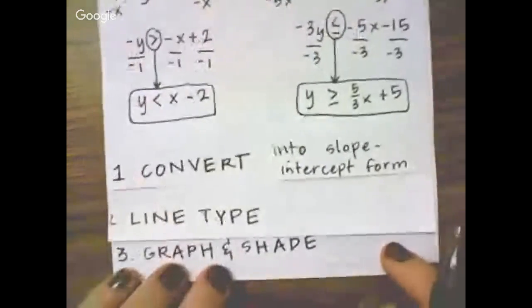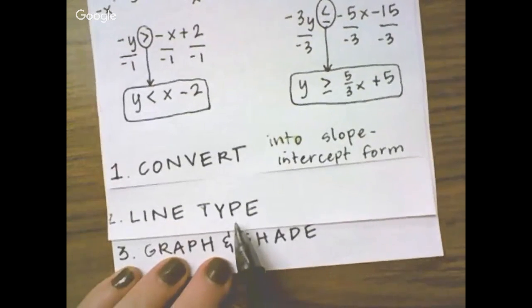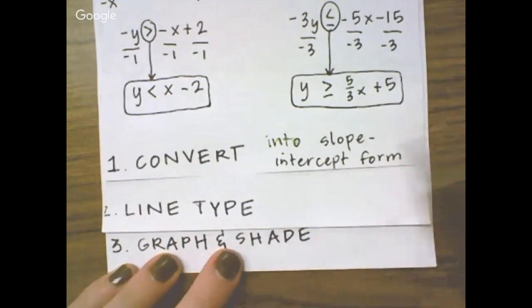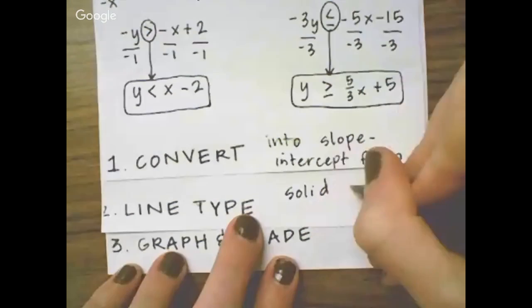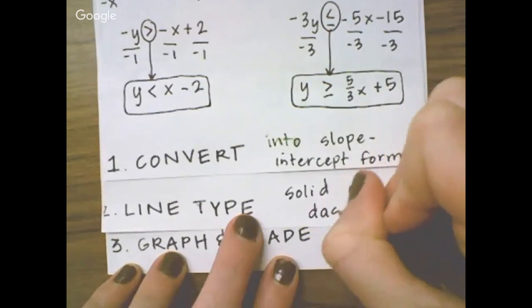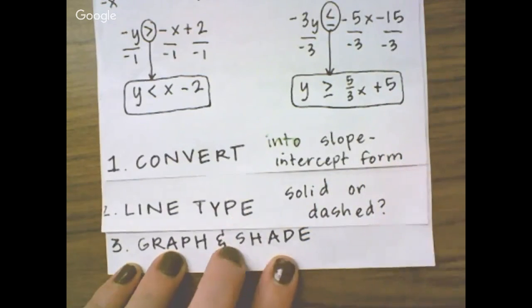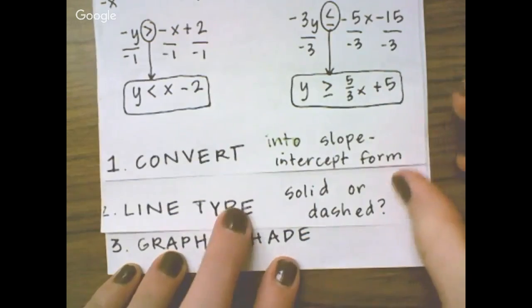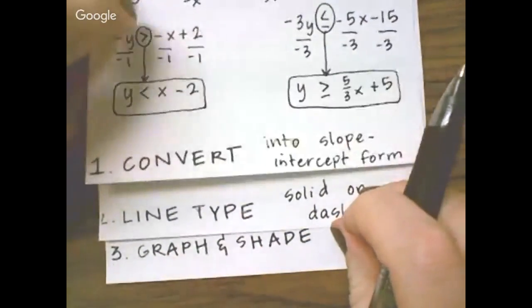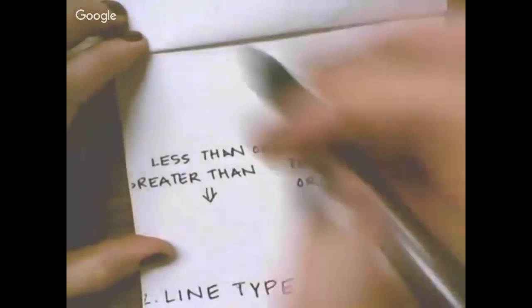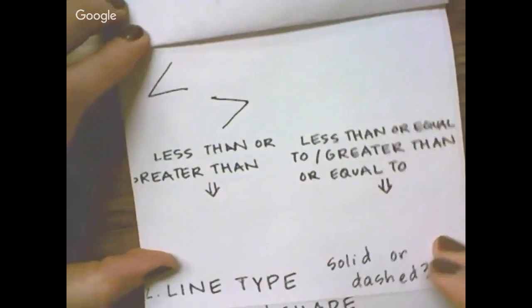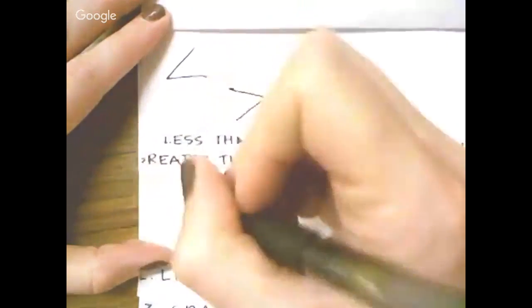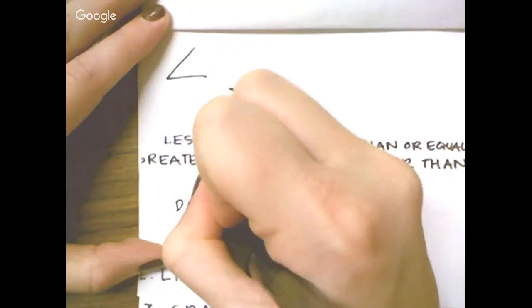So once I've converted, then I'm going to look at the line type. When we were doing a number line, we looked at open or closed circles. My line type, we're going to say, is it going to be solid or dashed? So let's convert. I've got y is less than. So anytime I have a less than or a greater than, this is going to be a dashed line.